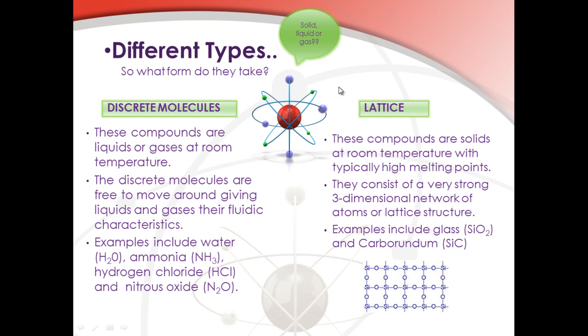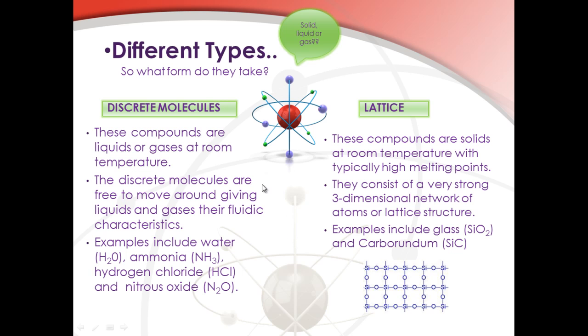Of course, the other type of covalent compound is the giant molecular lattice, or giant network solid, and they typically have high melting points. They consist of a very strong three-dimensional network or lattice structure. Examples include glass, where you have silicon and oxygen bonded together, or carborundum, which is an abrasive, and its formula is SiC, or silicon carbide.